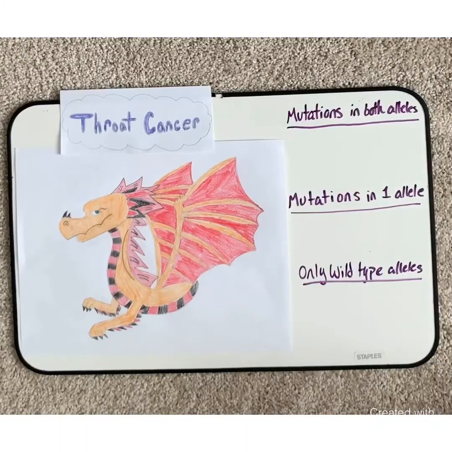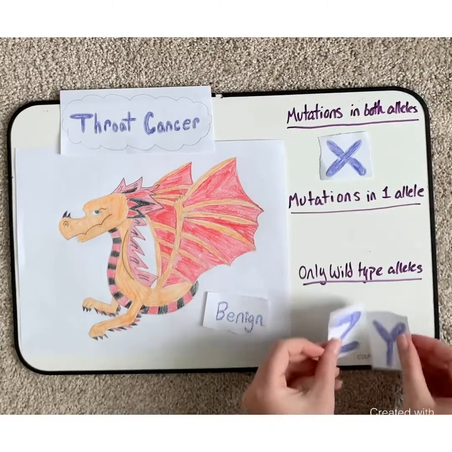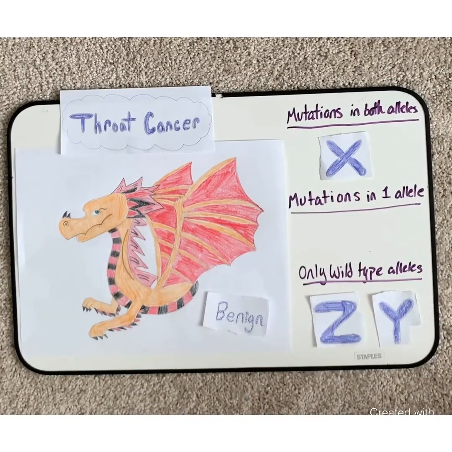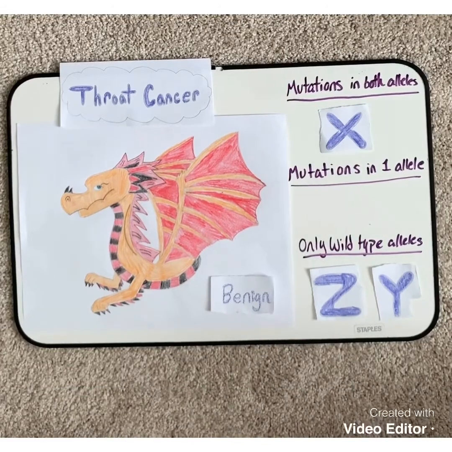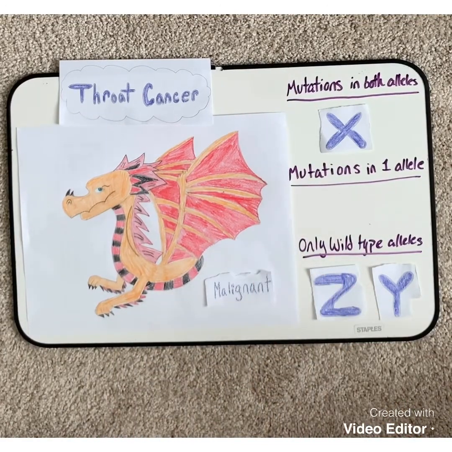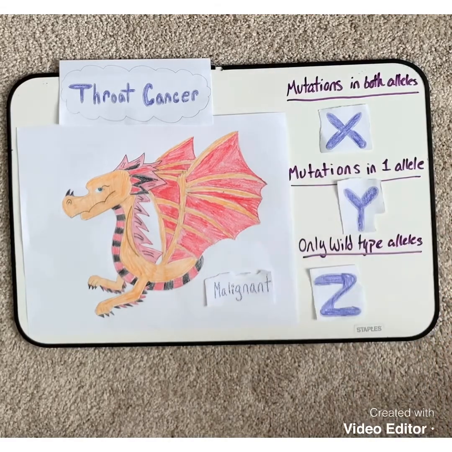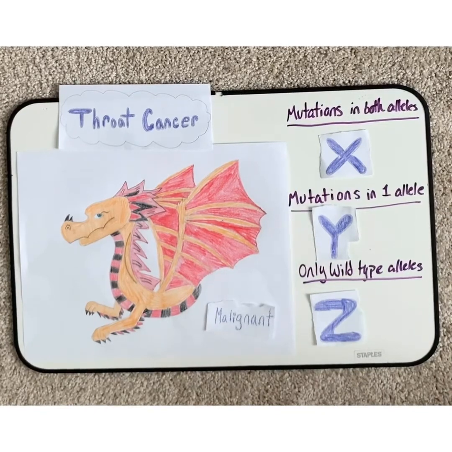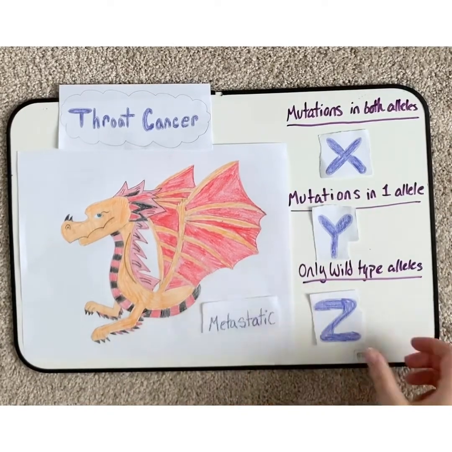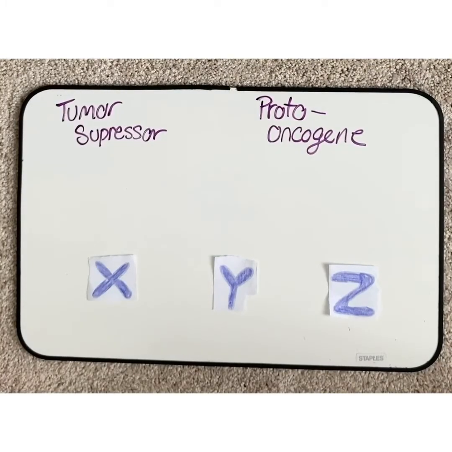Dragons with benign tumors have been found to have mutations in both of the alleles of their X gene, but only wild-type alleles in their Z and Y genes. However, dragons with malignant cancer have a mutation in one allele of their Y gene. And finally, dragons with metastatic cancer have a mutation in one allele of their Z gene. Now let's see what category all of these genes fit into.